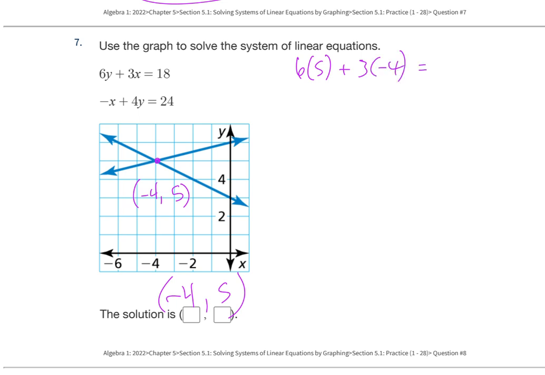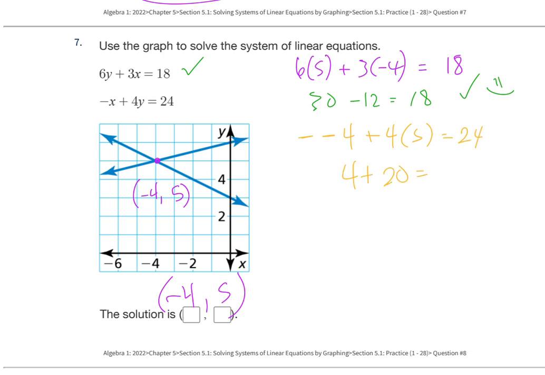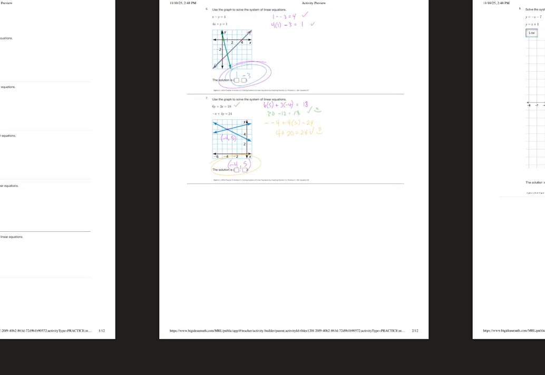If you're wondering, like, oh, dang, Mr. McMath had a good catch there. Yeah, I had a good catch only after screwing it up first, right? Great. So 30 minus 12 is, in fact, 18. So that is on the line. Cool. And the other one, the x is -4 plus 4 times 5. Does that equal 24? Well, yes, 4 plus 20 equals 24. So we are confirmed that is our answer.